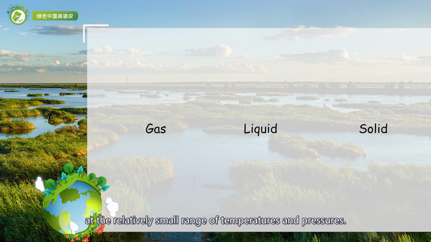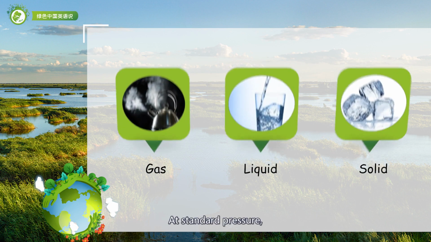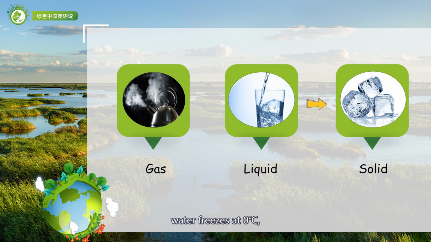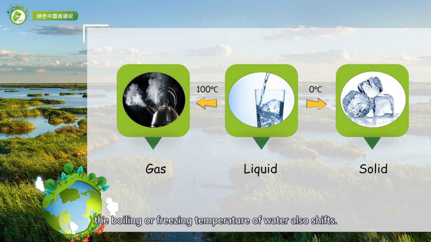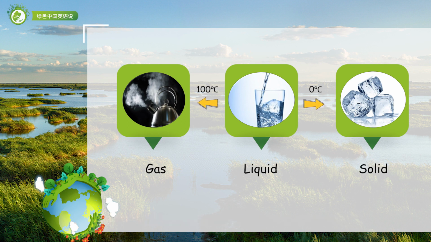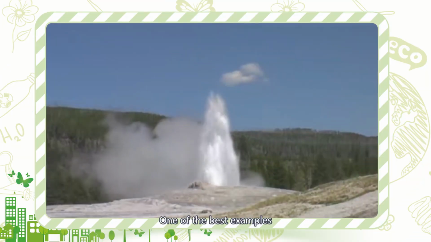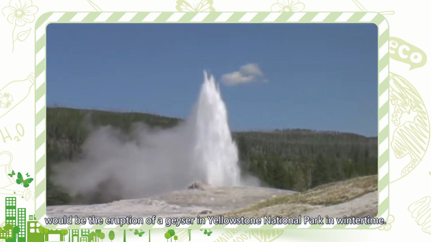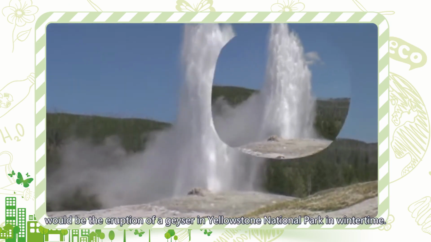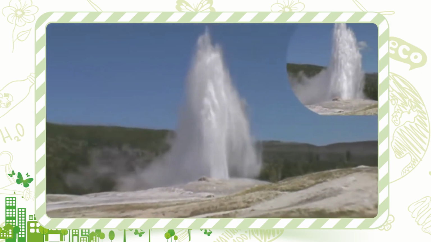of temperatures and pressures. At standard pressure, water freezes at 0 degrees Celsius and becomes water vapor at 100 degrees Celsius. When pressure changes, the boiling or freezing temperature of water also shifts. Therefore, sometimes all three states are even present at the same time and place. One of the best examples would be the eruption of a geyser in Yellowstone National Park in wintertime.